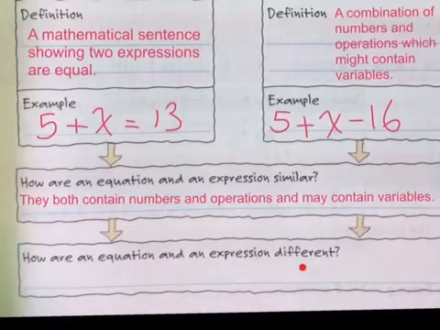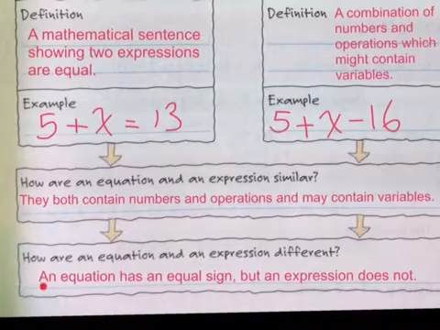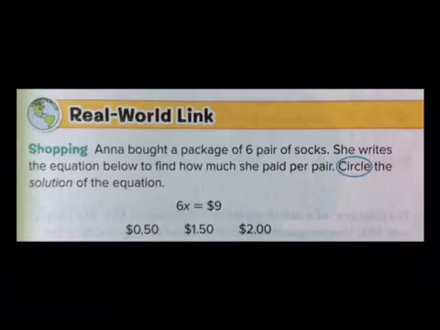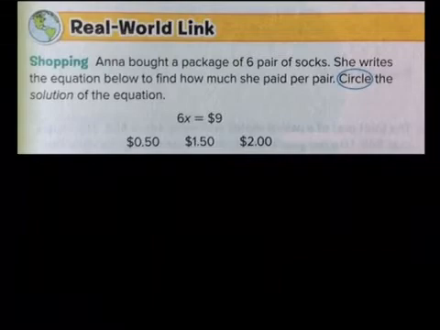How are the equation and expression different? I think you already know, right? Well, an equation has an equal sign, as you can see here. This is telling me that this side is the same as this side. So really we have two expressions. But an expression does not. This expression does not have an equal sign. It's not telling me that this is equal to something else. You see? Okay, let's try the real world link.